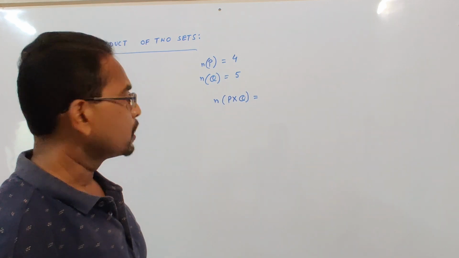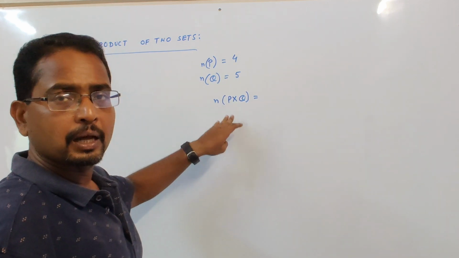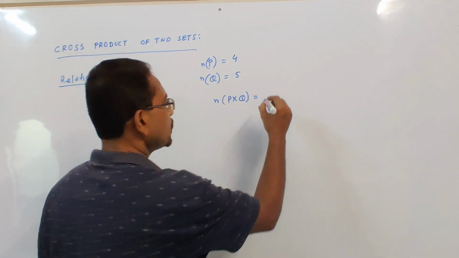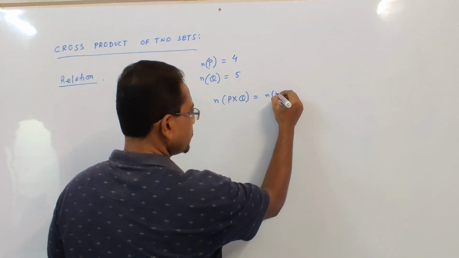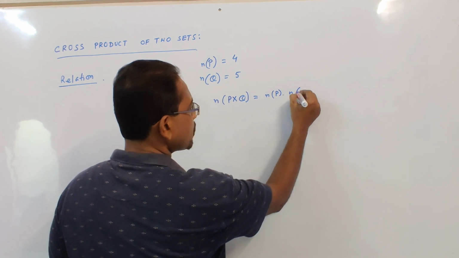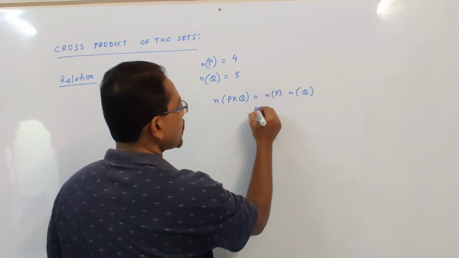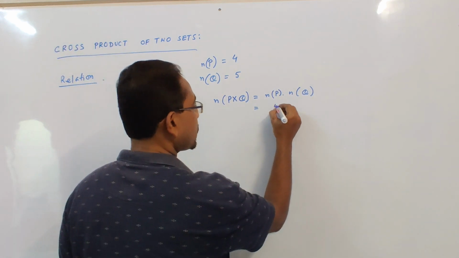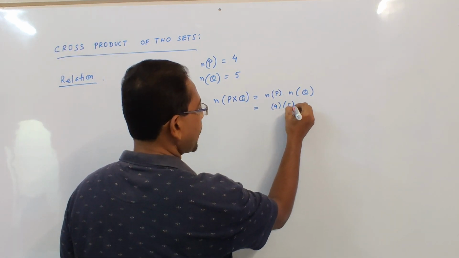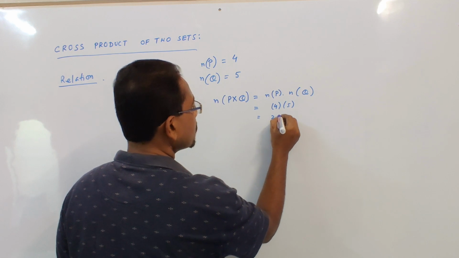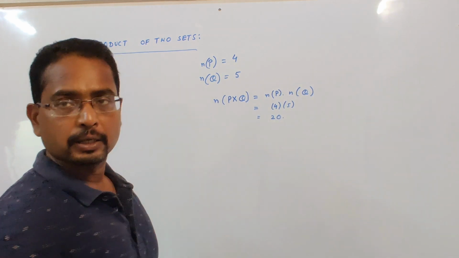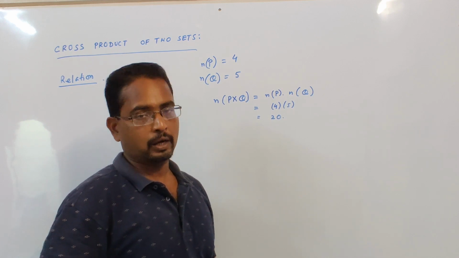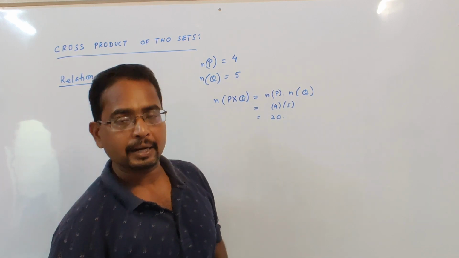The number of elements in the cross product of P and Q will be equal to the number of elements in P times the number of elements in Q. The number of elements in P is 4 and in Q is 5, so there will be 20 elements in the cross product of the sets P and Q.